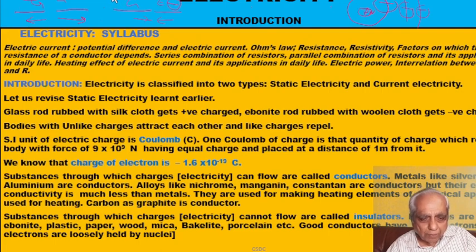So metals are good conductors, whereas non-metals are bad conductors, because non-metals have 6 or 7 or 5 electrons. So they share the electrons to complete their octet.